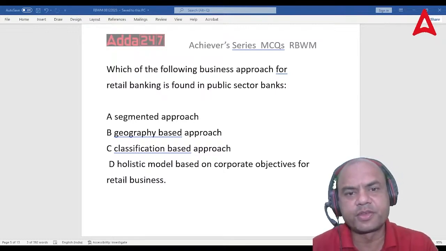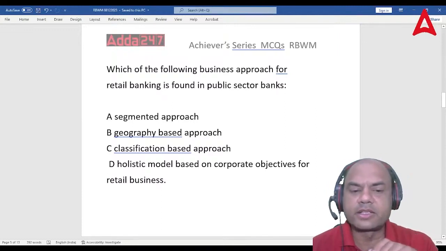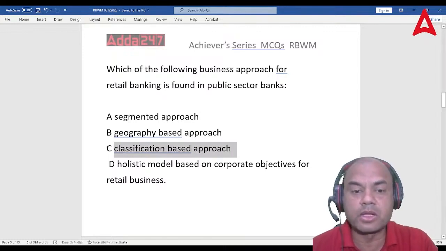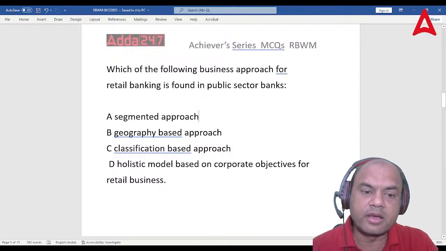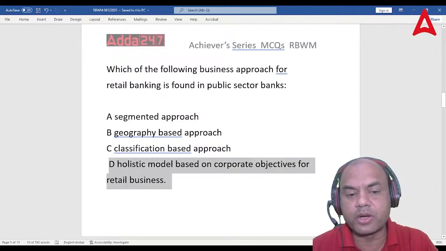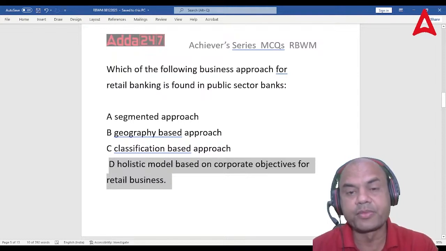Got the answer? What is the answer for this here? Public sector banks, we generally feel that it is classification based, urban, semi-urban, rural, but it's not that. The real answer is this: holistic model based on the corporate objectives for the retail banking. Here, corporate objectives. This is very important.